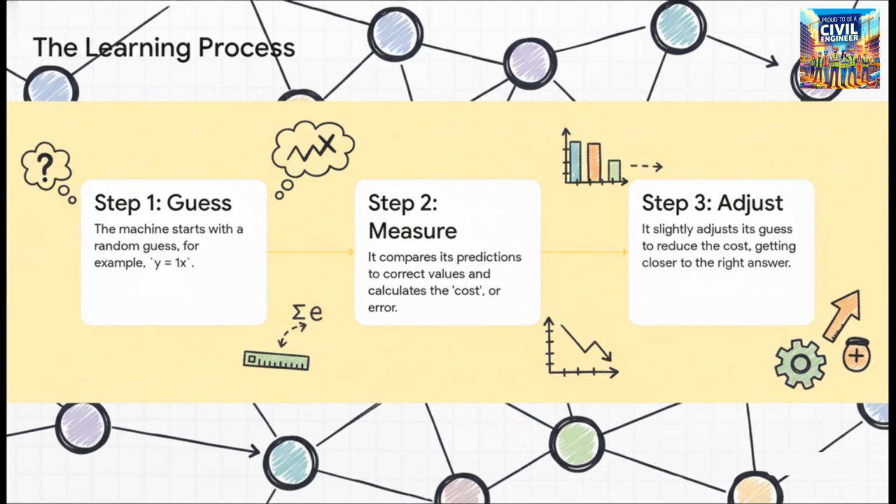It follows this simple little loop. First, it just takes a wild guess. Maybe it says, I think the rule is y equals 1x. Then it looks at the real answers and sees how wrong its guess was. And here's the key. It uses how wrong it was to make a slightly better guess the next time. And it just does this again and again and again, getting a tiny bit less wrong with every single loop.